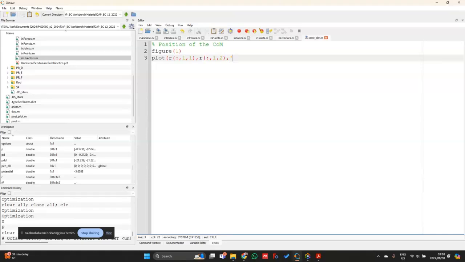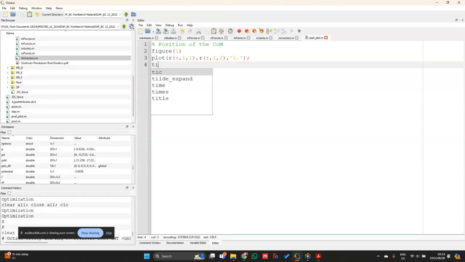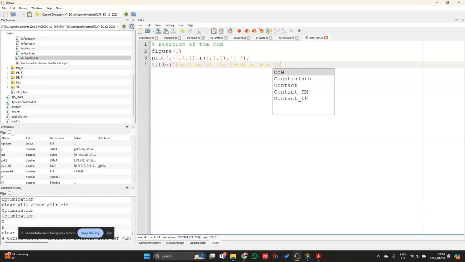And let's say I want to denote these points by black dots. So then I can just type in K dot over there. Okay, once that is done, I can just add a semicolon over there. And I'm not going to place in a legend or anything. But what I do want to do is perhaps place in a title. So I'm just going to say the position of the pendulum rods. Just say center of mass, something like this.